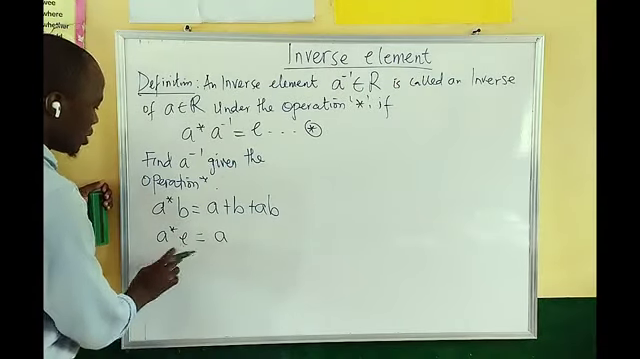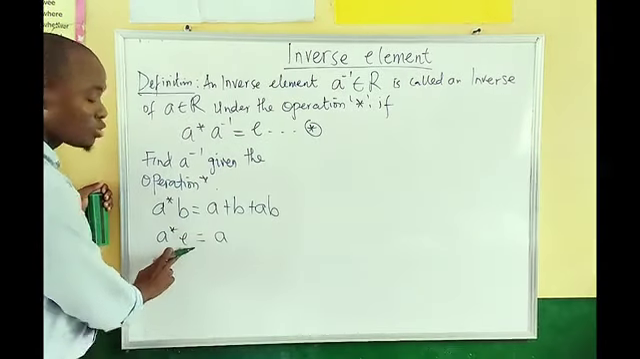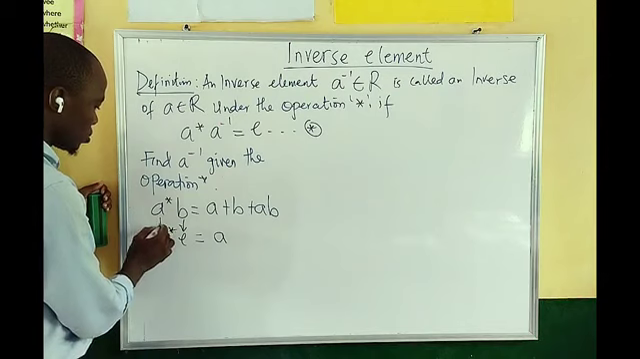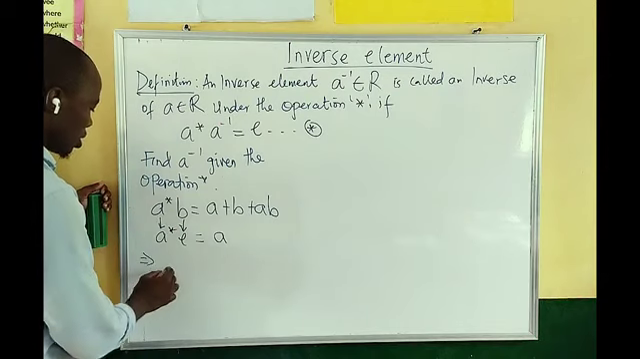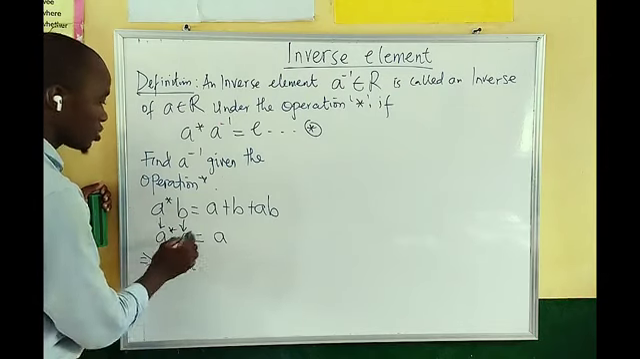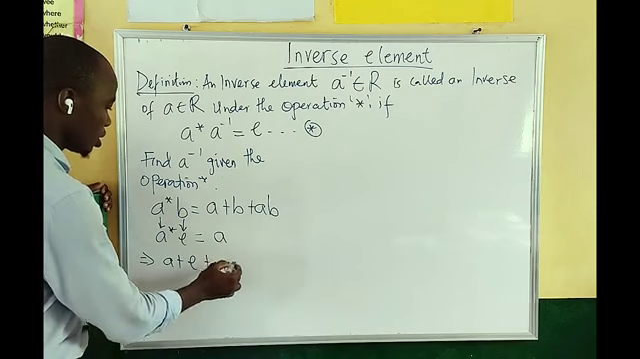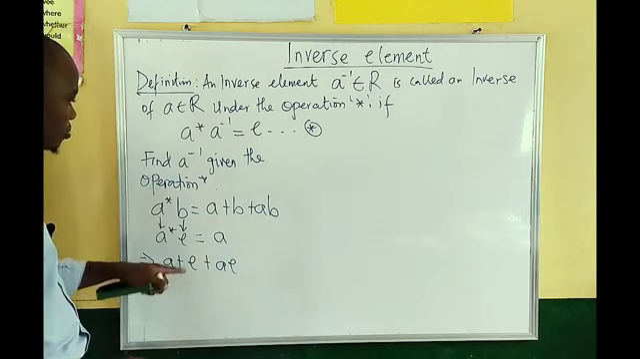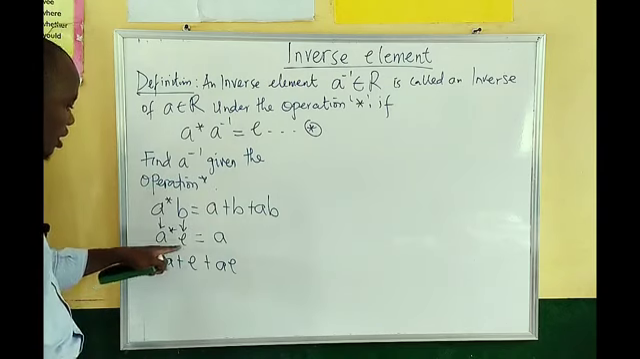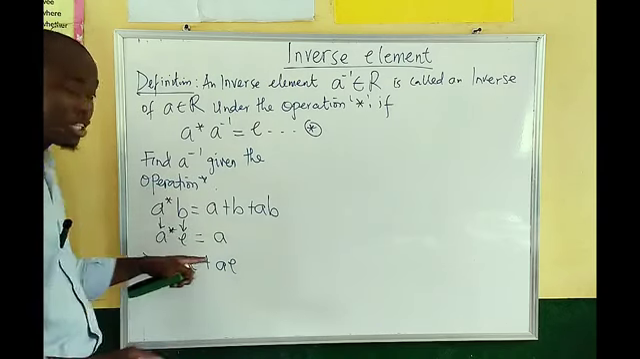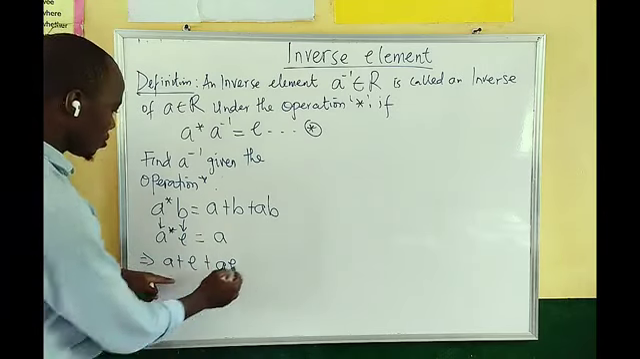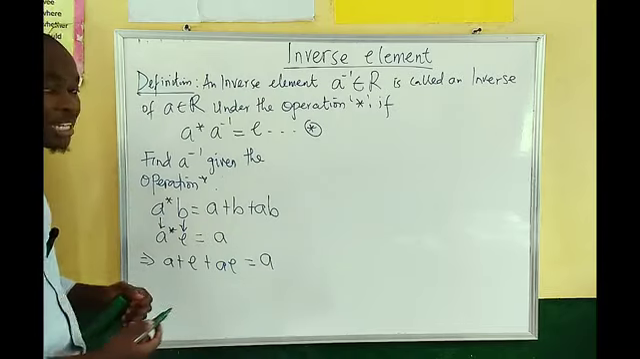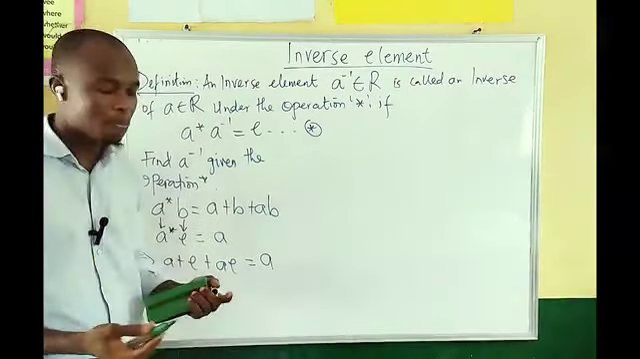So anywhere we see b from here, we are going to replace it with e. Do you understand? So this is going to be a plus e plus ae. Are you getting that? Then according to the definition, a star e equals a. So therefore, we are going to have a. From here, we try to collect the right hand side and make e the subject of the formula. Are you following?